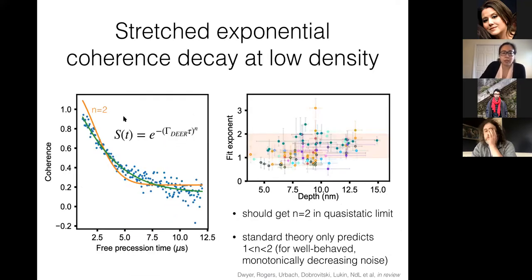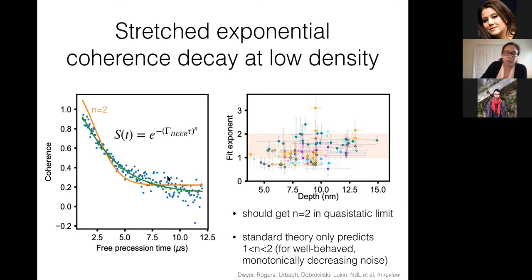The second puzzle is that if we tried to fit the shape of the decoherence very carefully, we couldn't fit it well. This free induction decay really should look like a signal that looks like e to the minus (gamma_DEER t) to the n, where this n should be 2 in the quasi-static limit. And you can see that if we try our best to fit this data to e to the minus (gamma t) squared, we get a very poor fit to the data. That's this orange curve here. And instead, what this looks like is something that is a more stretched exponential, so a smaller exponent.